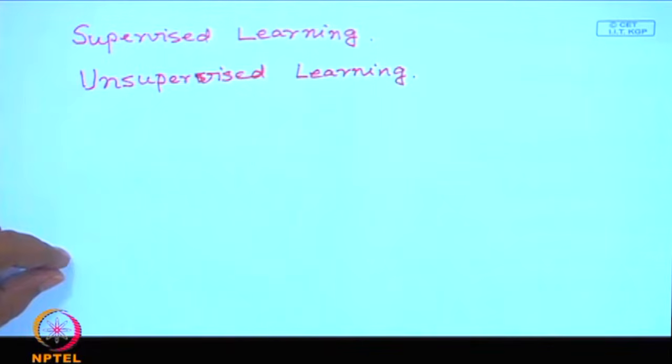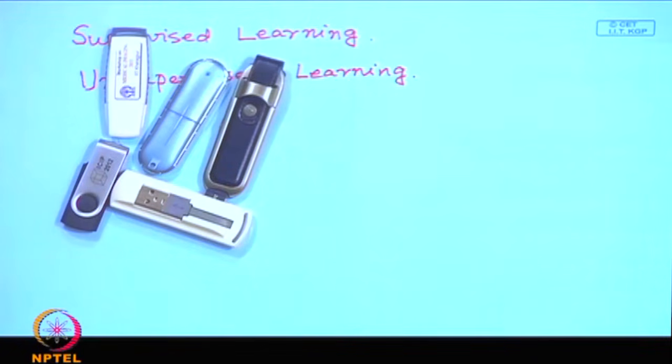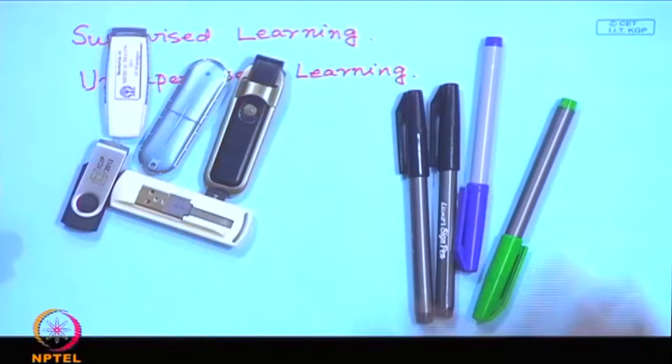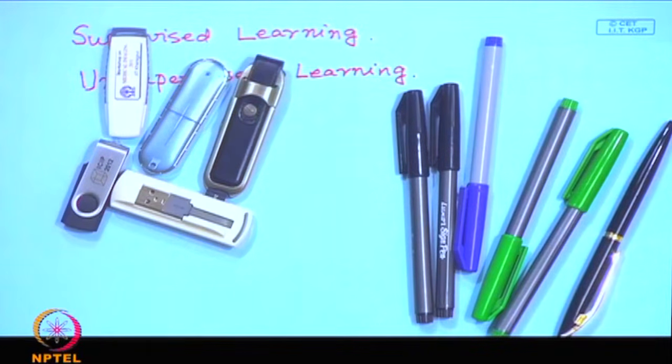Though the problem domains are slightly different. So, now let me just illustrate what is meant by supervised learning. Let us take a few objects. This is a set of objects, all of you know what these are, and I have another set of objects, something like this. If I take the images of these two sets of objects, they are nothing but patterns.